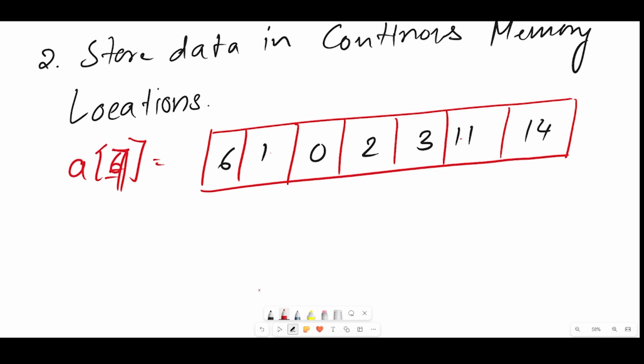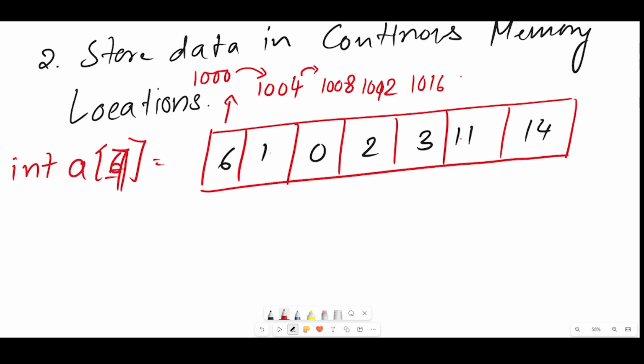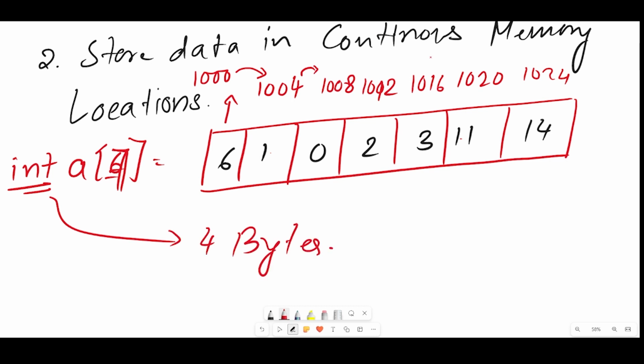If I have to write the address, that is the locations for this, how will I write it? If the very first address is 1000, the next one, since it is an int data type, will be 1004. Then 1008, 1012, 1016, 1020, and 1024, because the int data type takes 4 bytes of memory. Since it's a continuous memory location, the next address will be +4 of the previous address. This is how they are stored.